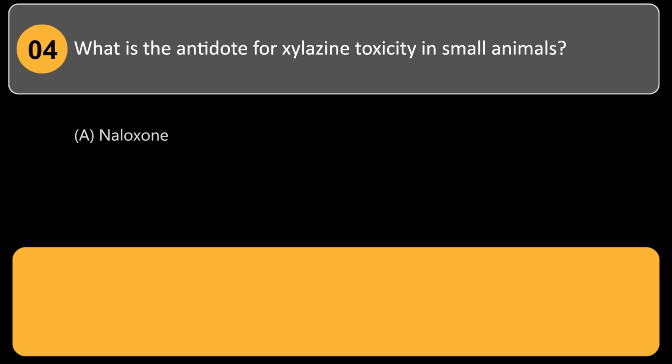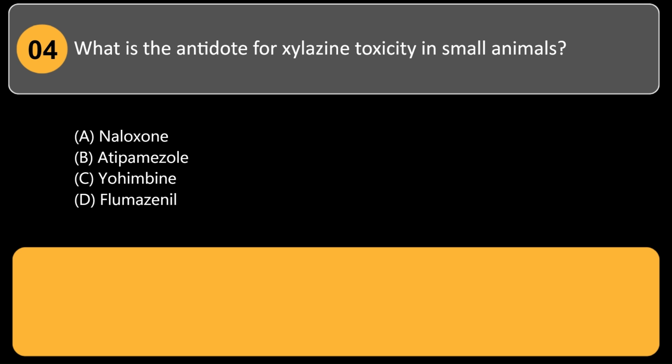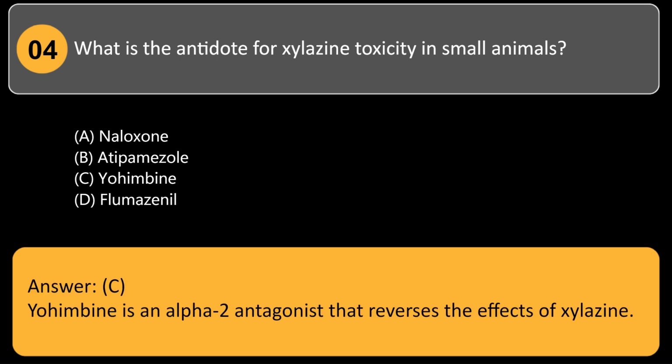What is the antidote for xylazine toxicity in small animals? A. Naloxone. B. Atipamezole. C. Yohimbine. D. Flumazenil. Answer, C. Yohimbine is an alpha-2 antagonist that reverses the effects of xylazine.